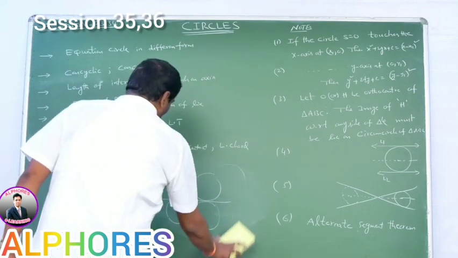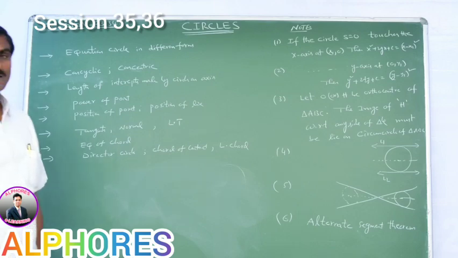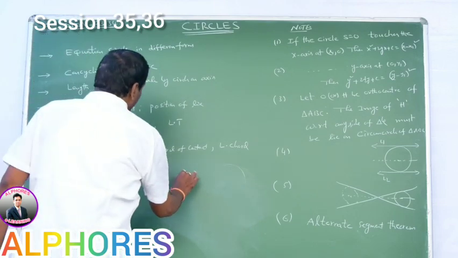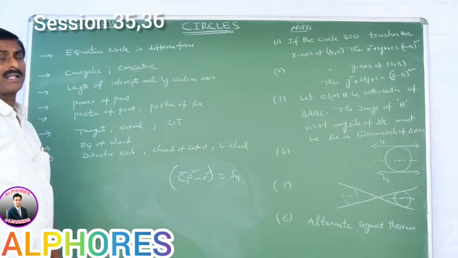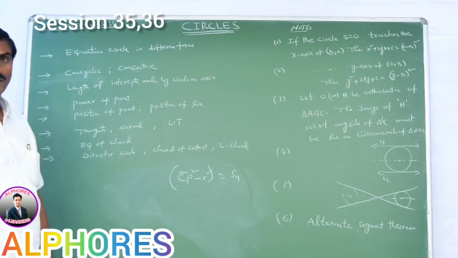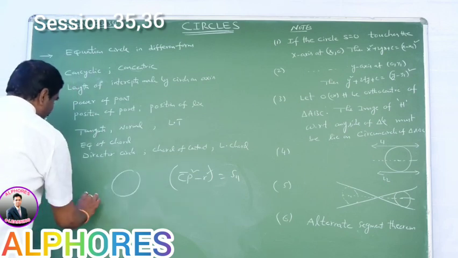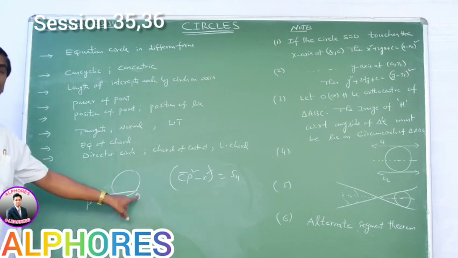Next, power of the point. If S = 0 is any circle, then the value of CP² - r² is said to be power of the point. This value is automatically equal to S11. Okay. Power of the point with respect to any circle is equal to S11. If the point P lies in the exterior of the circle and the line through P meets the circle at A and B, then PA·PB is also equal to S11. That value is also power of the point.